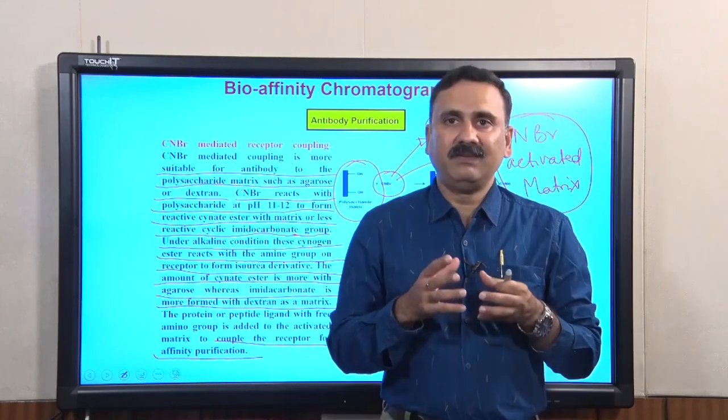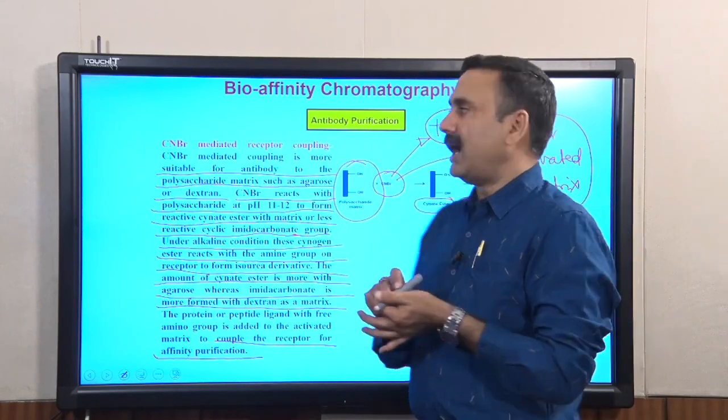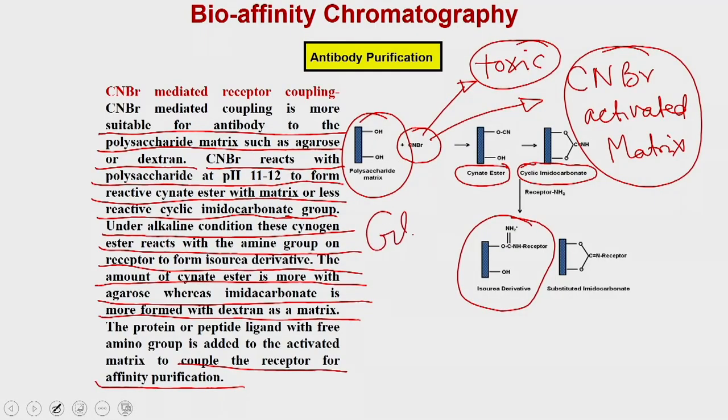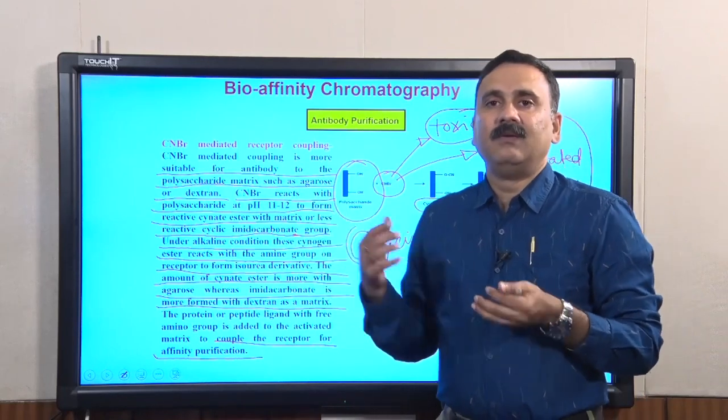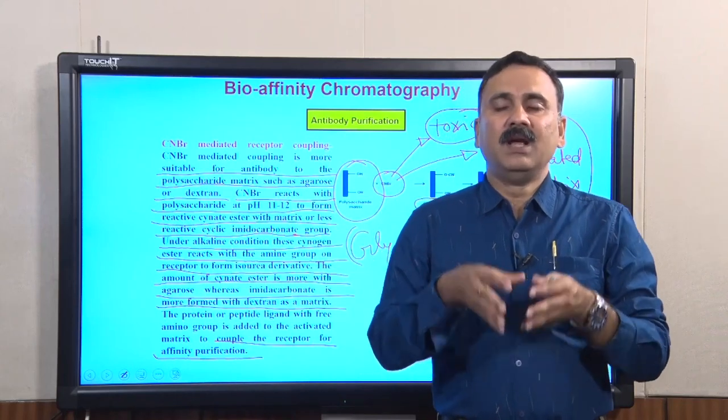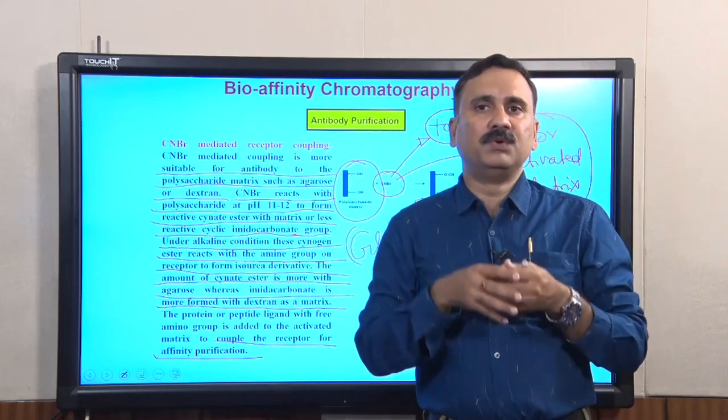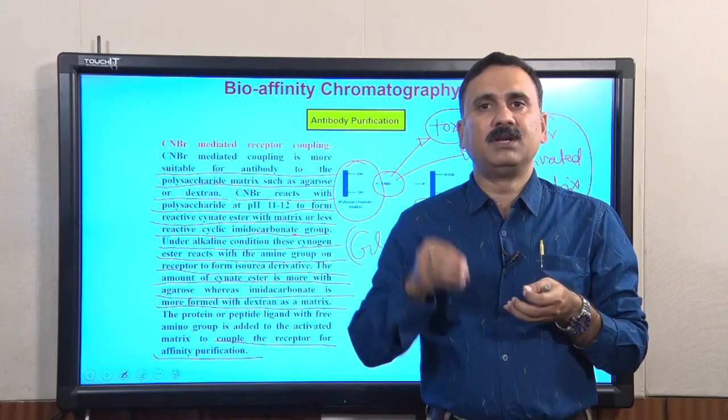Once that is over, you deactivate all the activated groups which are present on the matrix, and you do that simply by adding glycine. Glycine is the simplest amino acid, but it also contains a free amino group. So once your coupling reaction is over and you have the antibodies or antigen coupled onto the beads, you have to deactivate all other functional groups which are still available to bind ligand, and you do that by adding a large quantity of glycine into the reaction. The glycine will go and bind to those activated groups.